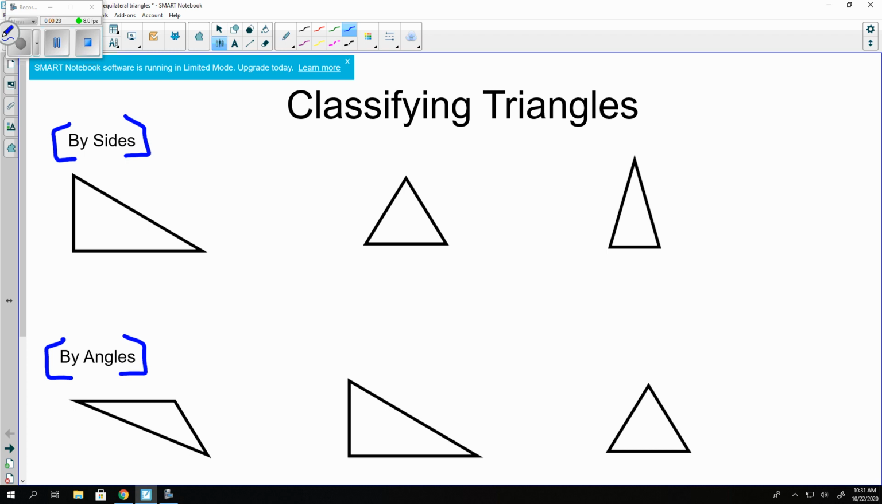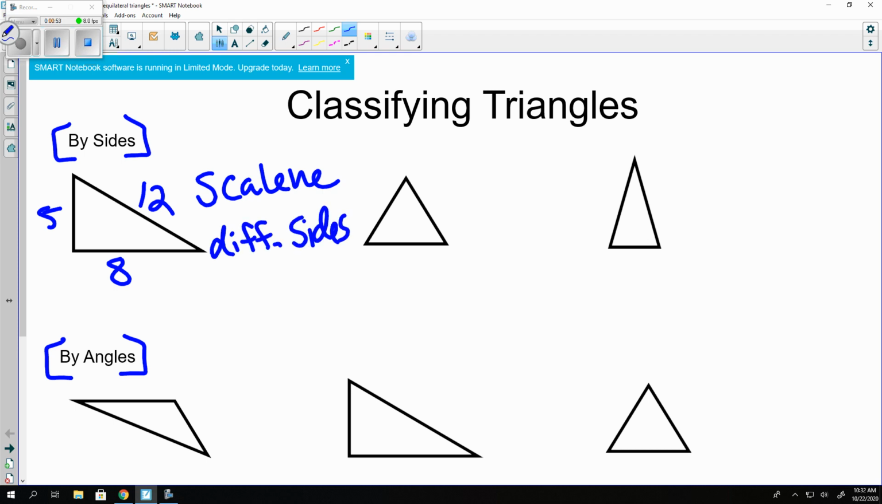Our first kind here is if you have sides that are all different. So let's say that this is 5 here, this is going to be 8, and this one can be like 12, right? So 5, 8, 12. None of these sides are the same. So this is what we call scalene. Okay, all different sides. That's scalene.